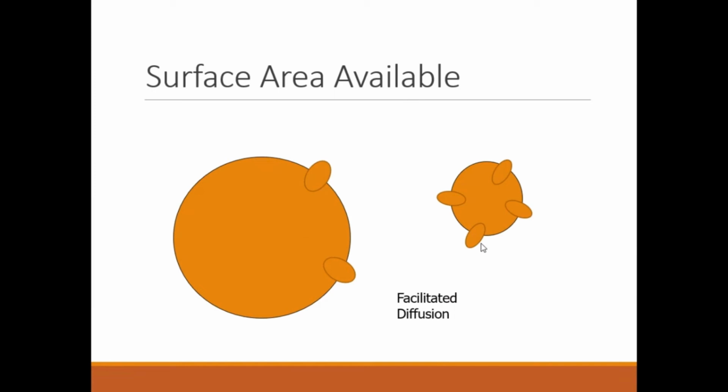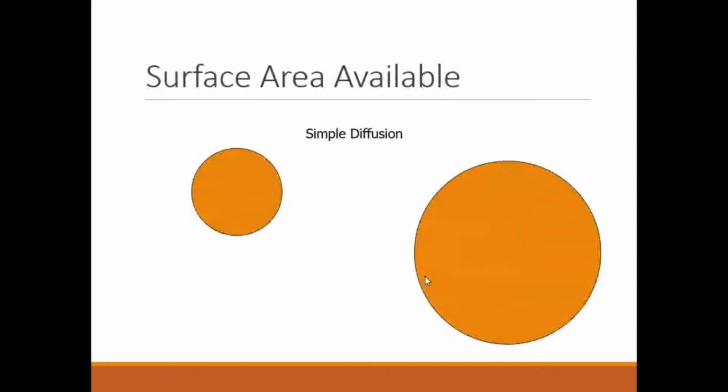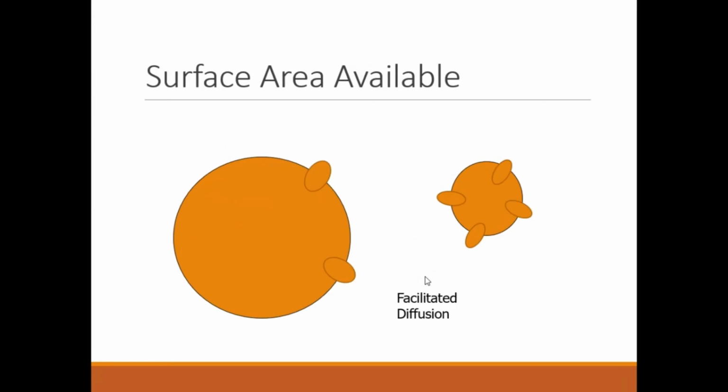So we can't really talk about surface area available without looking at the differences between simple and facilitated. And the reason we have those two different types is because we can have different characteristics of solutes. Large ones, small ones, hydrophobic, hydrophilic, polar, nonpolar, charged, uncharged. The characteristic of the solute dictates the type of transport. And the type of transport basically has different contexts by what we mean by surface area available.